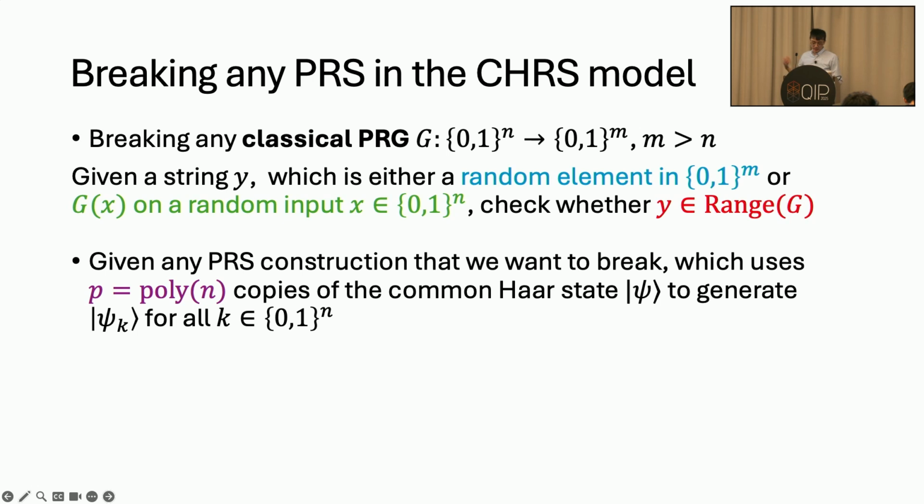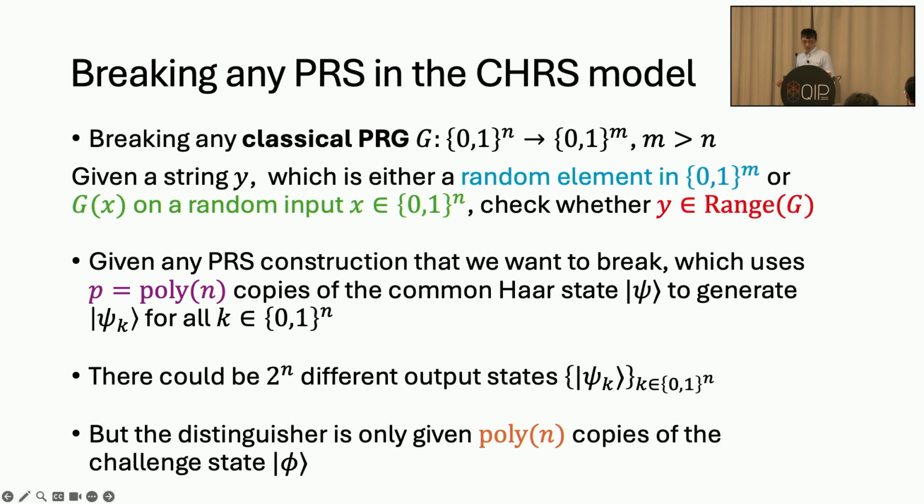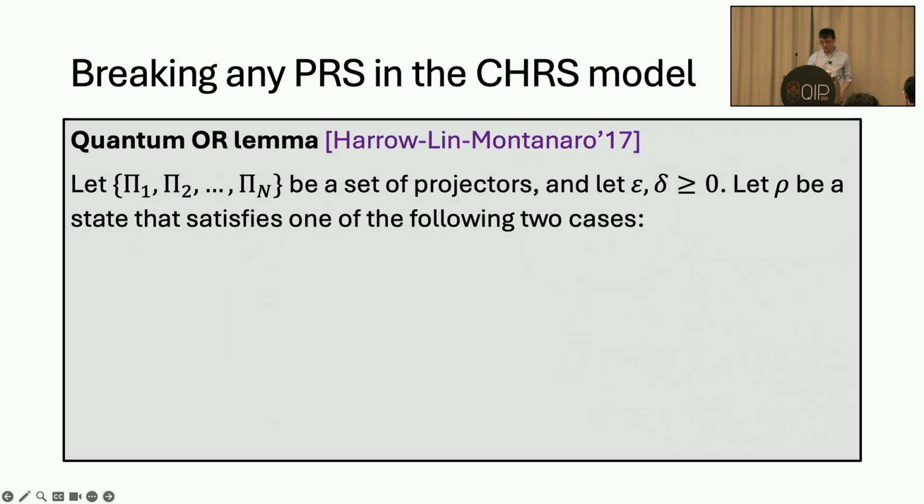And now, let's say we're given a PRS construction that we want to break, which uses p copies of the common Haar state to generate the output. So there could be 2 to the n different output states, each of which corresponds to a different key. But now, the distinguisher is only given polynomially many copies of the challenge state. So we cannot naively compare the challenge state to the output state one by one. Then we have to rely on the quantum Or lemma, which says the following.